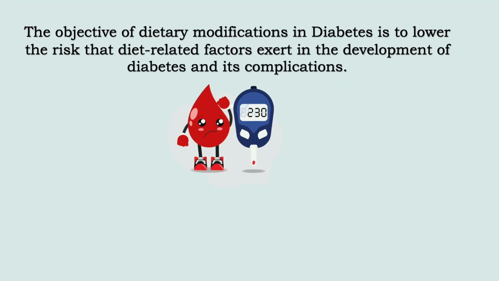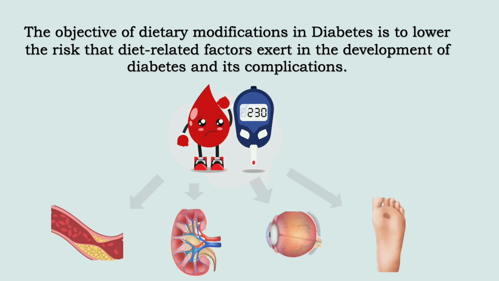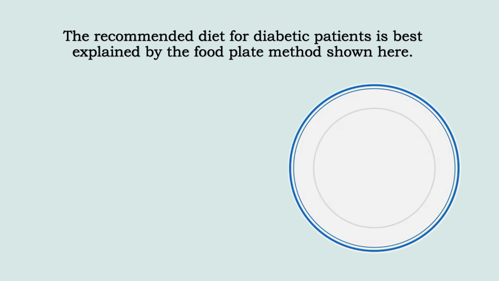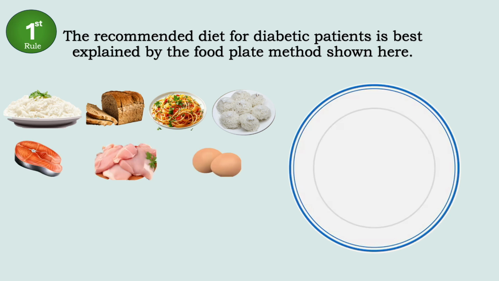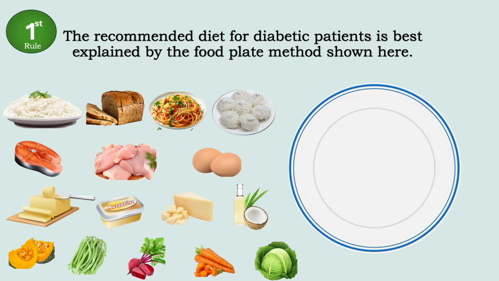The objective of dietary modifications is to lower the risk that diet-related factors exert in the development of diabetes and its complications. The recommended diet for diabetic patients is best explained by the food plate method shown here, which is the first rule. Our meals typically consist of cereal-based items like rice, bread, noodles, hoppers etc., which are starchy foods. Fish, meat, or egg, which are protein-rich foods, fats and oils, and vegetables.